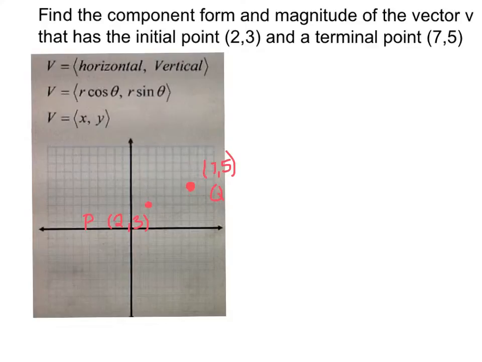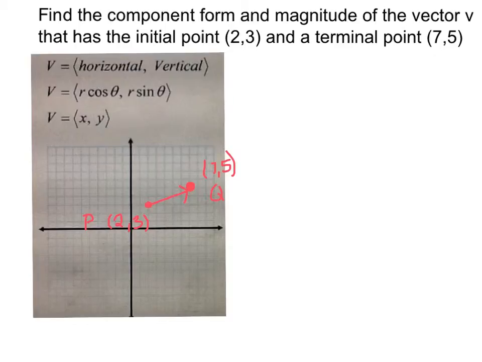So when I draw it, I start from the initial to the terminal, which gives me the direction of my vector. A vector is really comparing the horizontal with the vertical, or the radius times the cosine of the angle, comma, the sine times the radius, which is x, comma, y. So we're really looking at the horizontal and vertical distances.